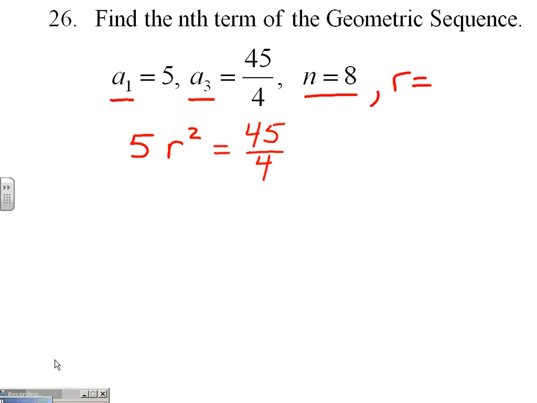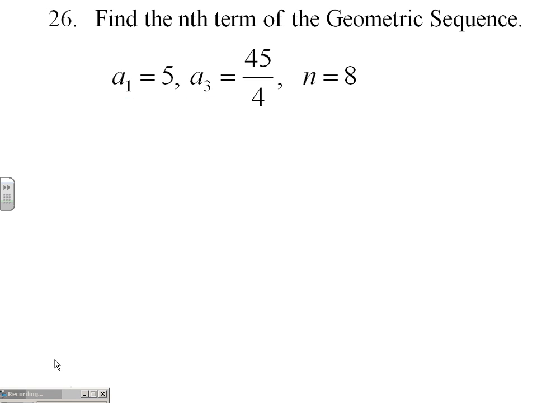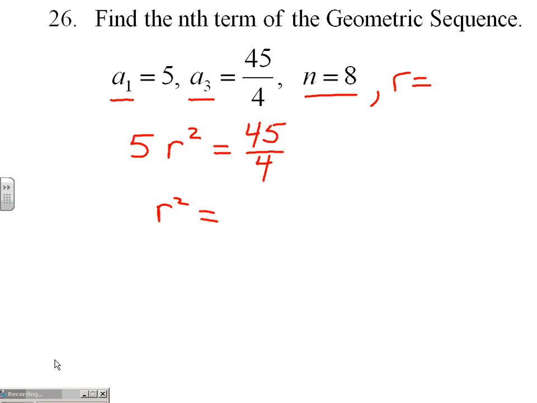45/4. So a pretty simple little solve from here. R squared equals, divide both sides by 5, and I get 9/4. Therefore, R is square root of both sides, but of course that means plus or minus square root, being 3/2.